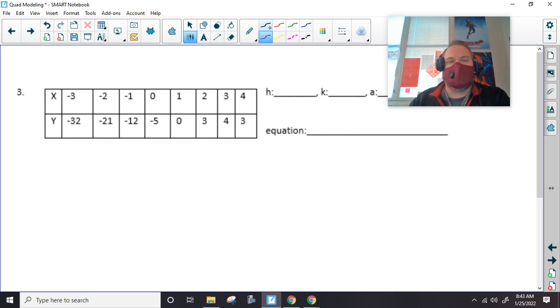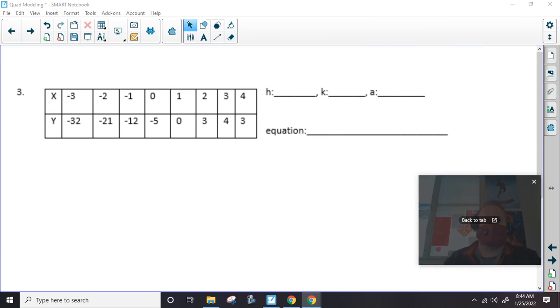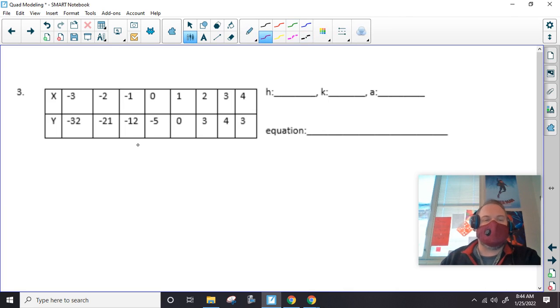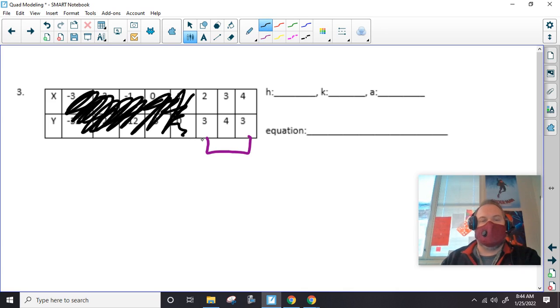Now, this one seems a little tricky, but just stay in it. Where do they start repeating? On the far end. So it's almost like we don't need any of this right here. This tells us everything we need to know. This is our H value. This is our K. All right. Now, again, really hard. How do we go from 4 to 3?